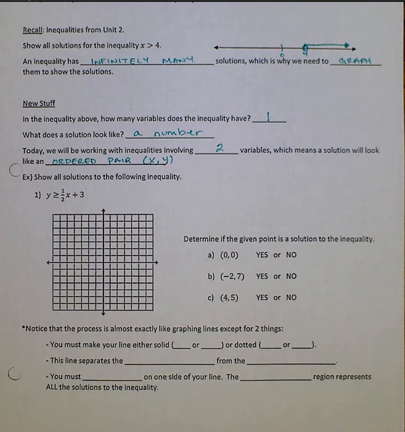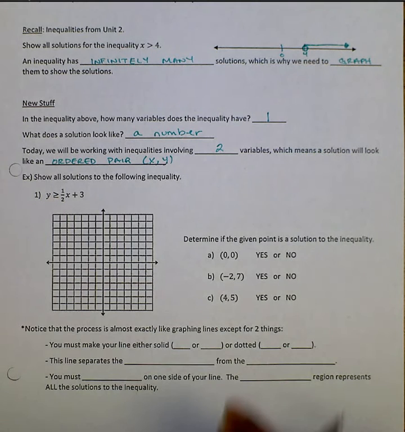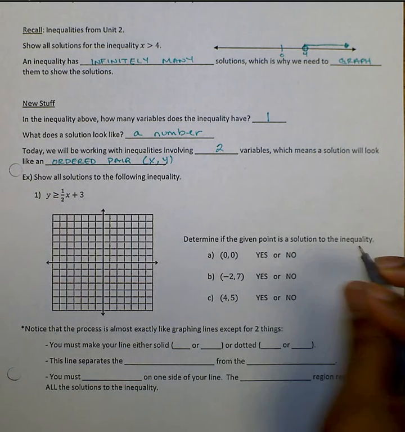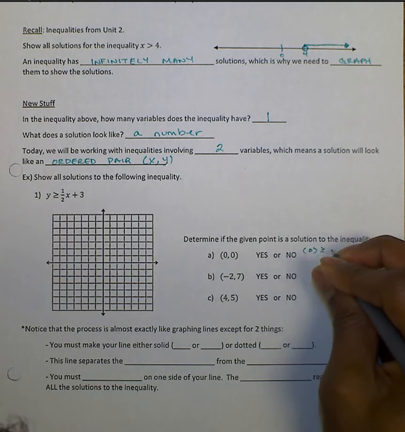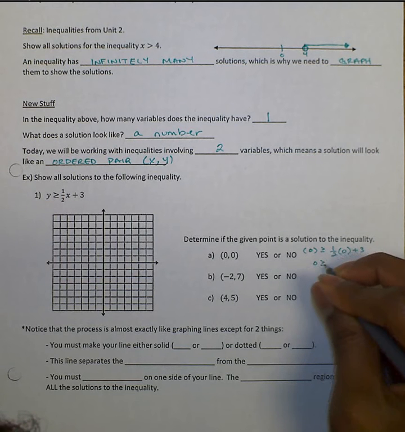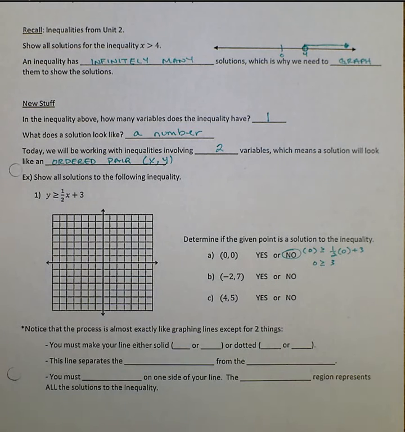It says show all solutions to the following inequality. Before we do that, we'll look at this. It says determine if the given point is a solution to the inequality. We're given this inequality, y is greater than or equal to 1/2 x plus 3, and we're given the point 0, 0. We want to know if it's a solution. So we plug this point in: 0 for y, greater than or equal to 1/2 times 0, plus 3. So 0 greater than or equal to 3. The answer is no. 0, 0 is not a solution.